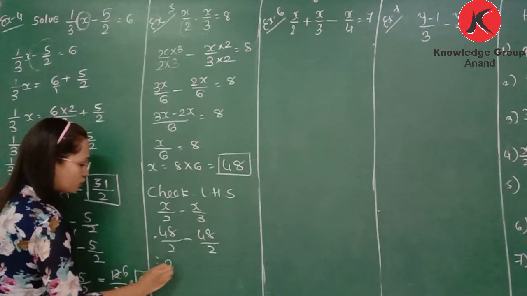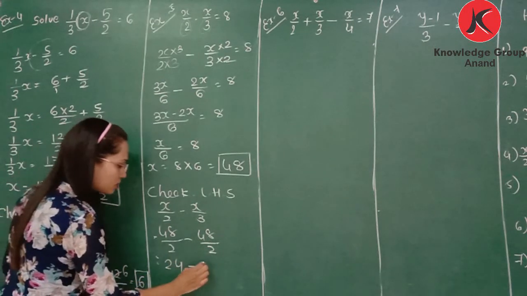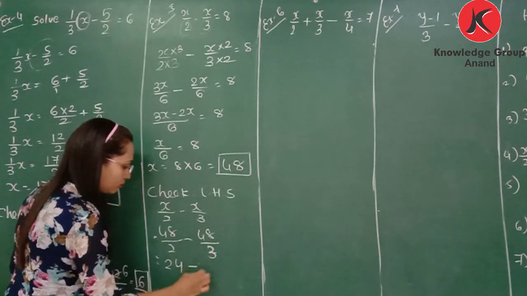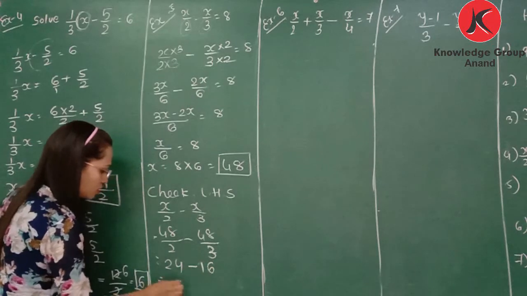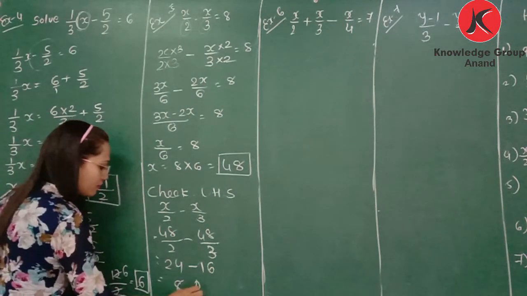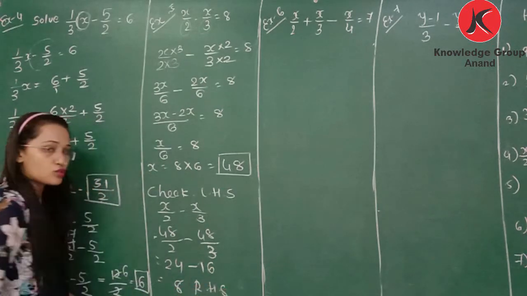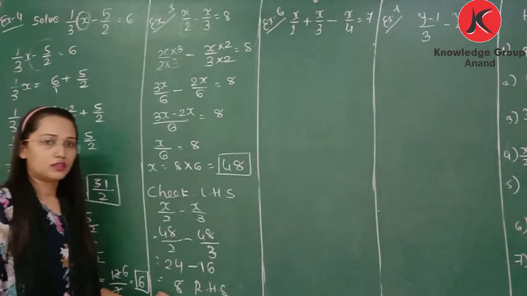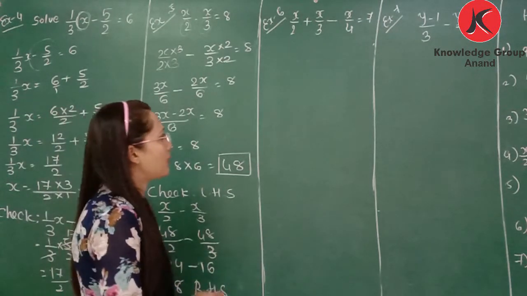So we will get 24 minus 16. So we get 8 and we get our right hand side. So our answer is clear. Now let's take one more example.